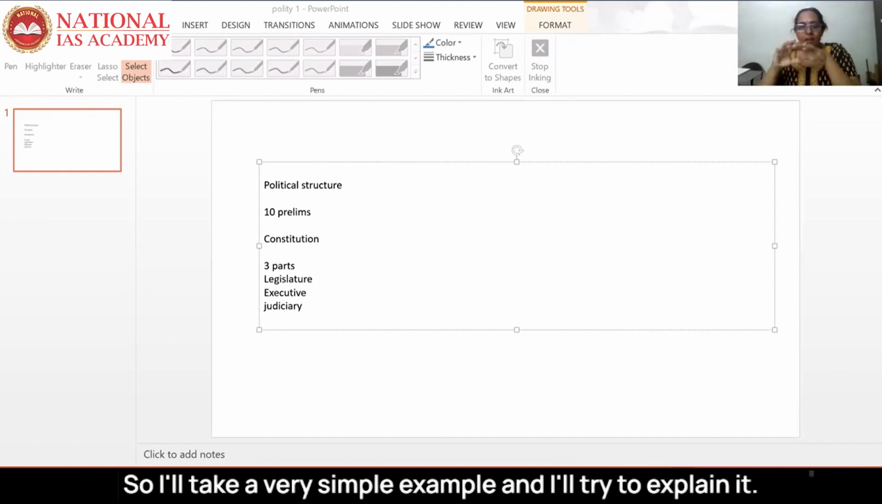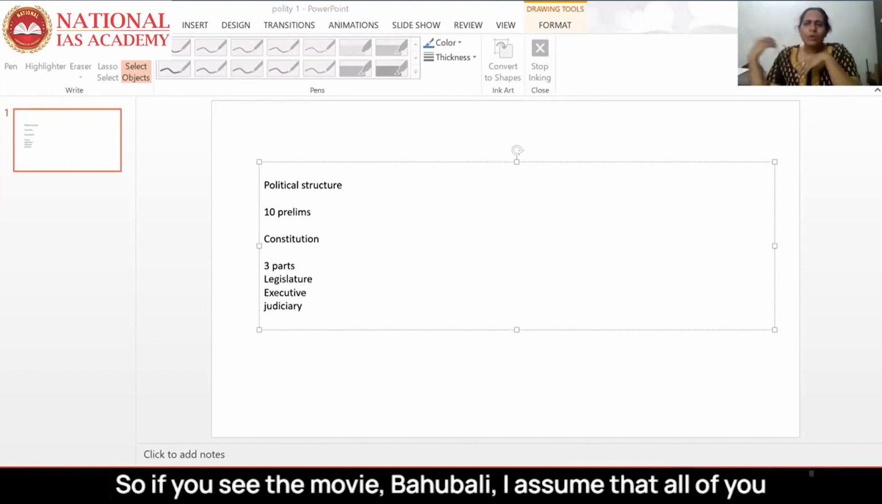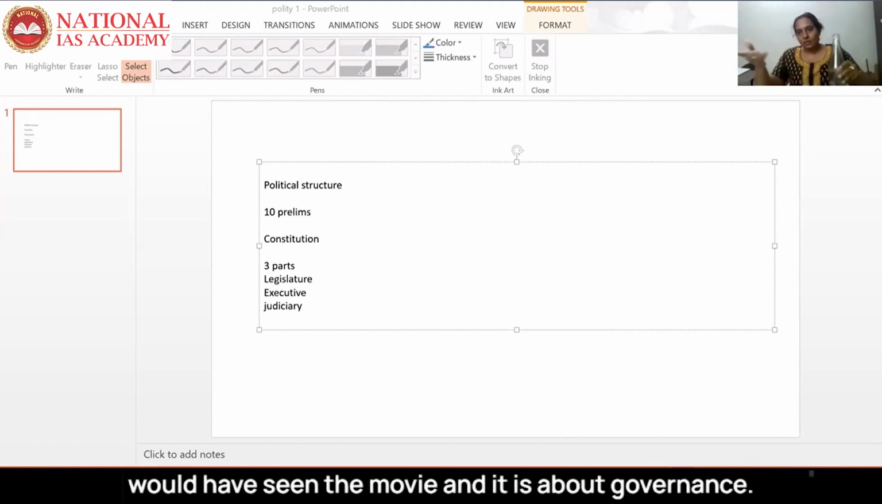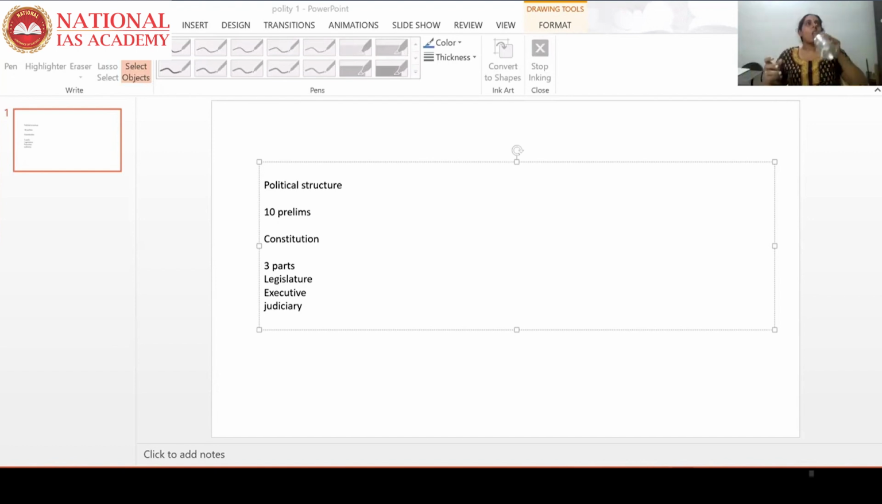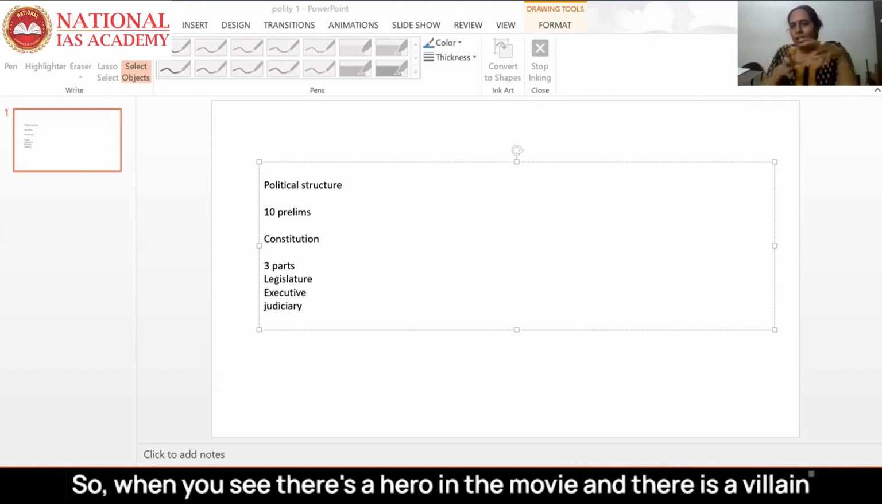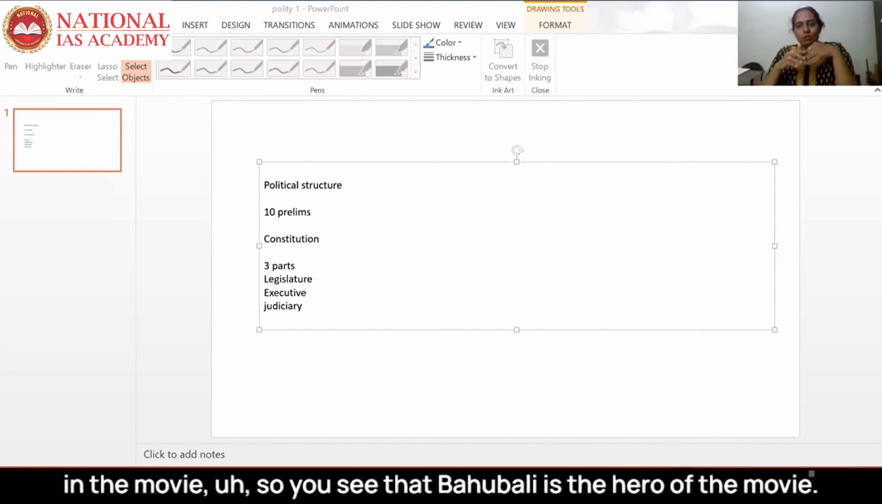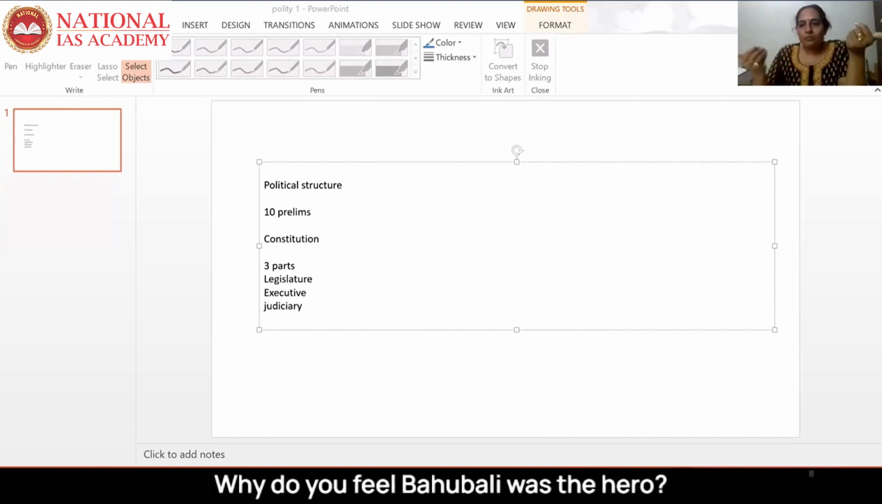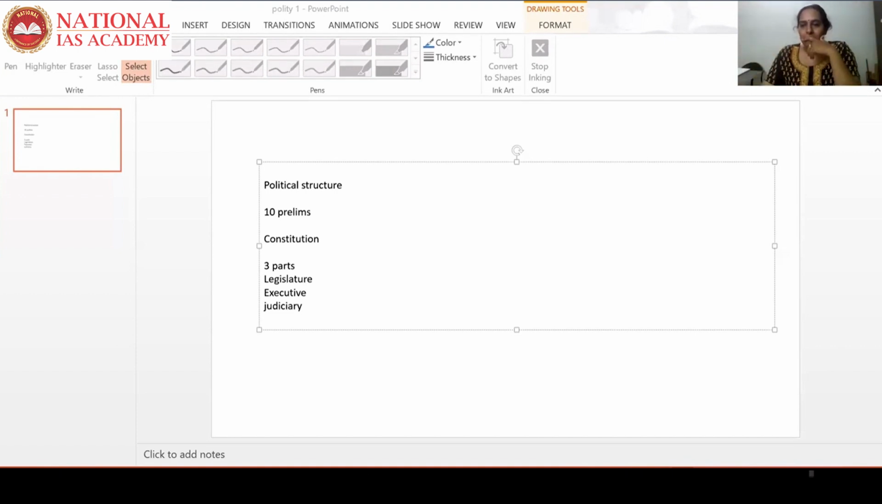So I'll take a very simple example and I'll try to explain it. If you see the movie Bahubali, I assume that all of you would have seen the movie, and it is about governance. When you see the movie, there is a hero and there is a villain. So you see that Bahubali is the hero of the movie. Why do you feel Bahubali was the hero?